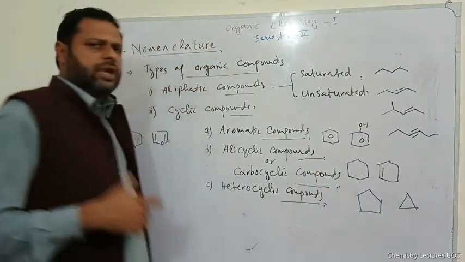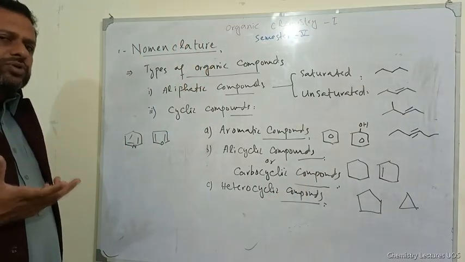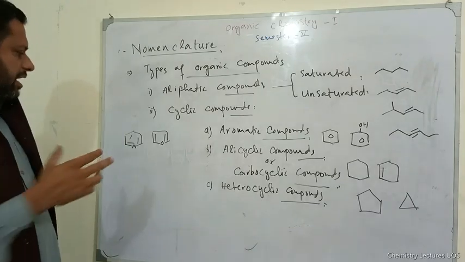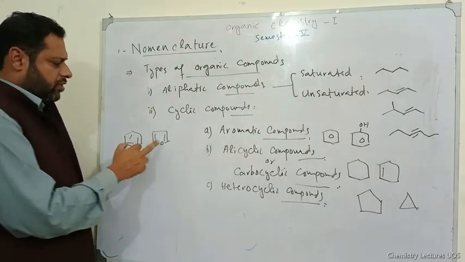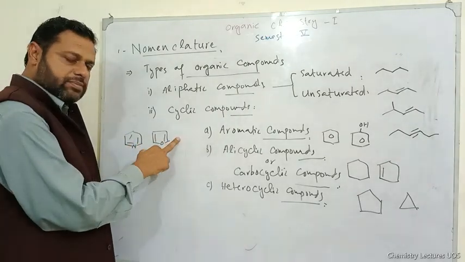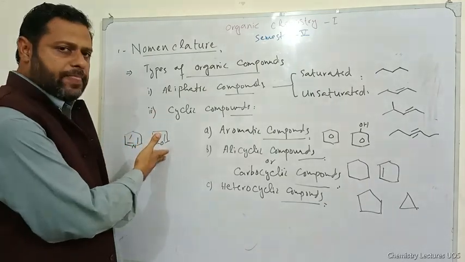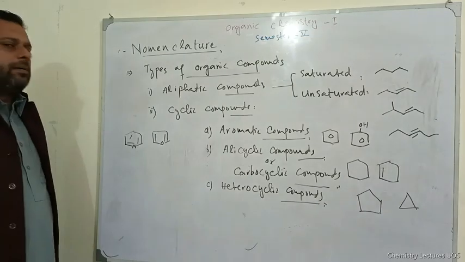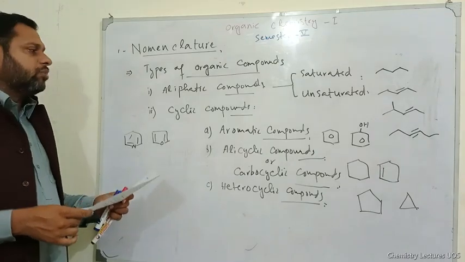And the third type: if you have a cyclic ring of organic compounds in which at least one element is other than carbon, like this one, we have one nitrogen and 5 carbons in the ring. This is called pyridine. We have one oxygen and 4 carbons in oxazole, and so on, all these different compounds. So this is the main classification of organic compounds. Now we will start with the nomenclature.